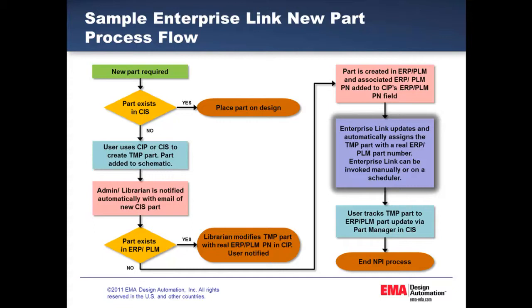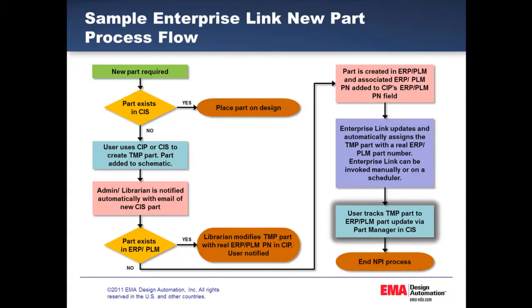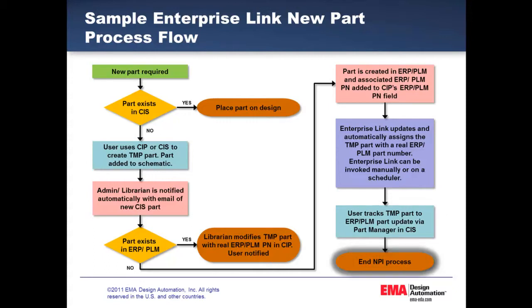The Enterprise Link can be either invoked manually or on a scheduler. The user then tracks the temporary part to the corporate part updated via the part manager in CIS. This concludes the new part introduction process.